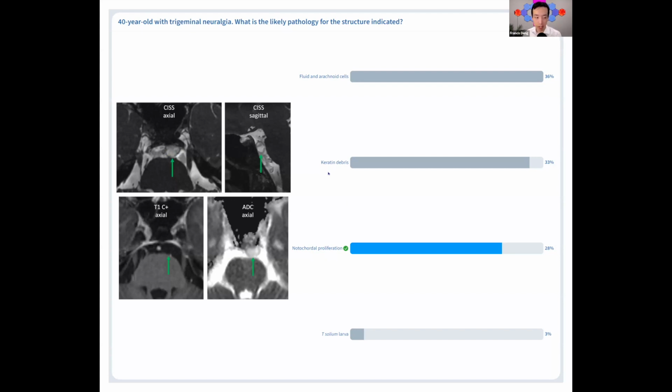Some of you chose keratin debris. So keratin debris would be an epidermoid cyst, and that would be far darker on an ADC because remember, the typical imaging appearance of an epidermoid cyst is that it restricts diffusion, and this ADC does not really indicate that. It would be bright on a DWI trace image. So the correct answer here is a notochordal proliferation.